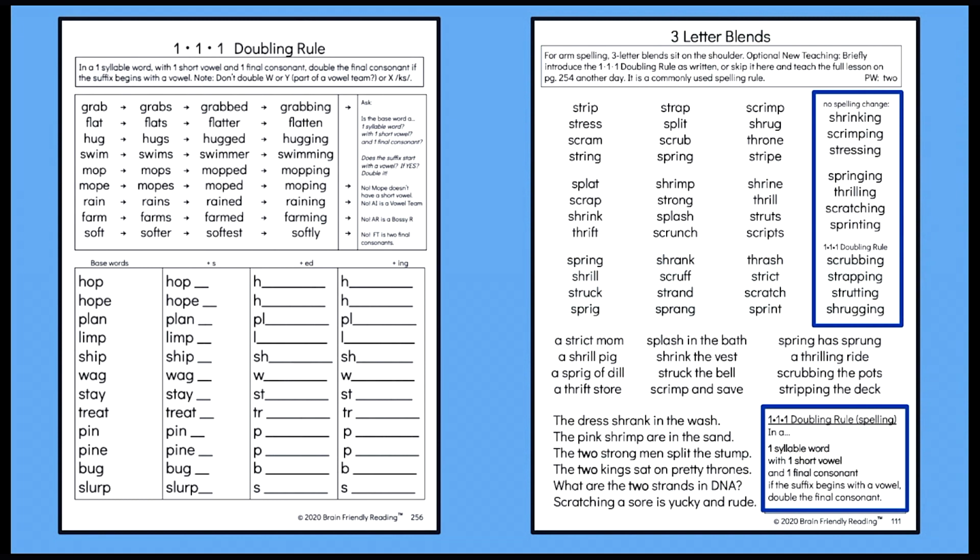By the time you teach this page, you might have students who have no problems reading words with three-letter blends. So instead, you could do a short review of three-letter blends, and then your new instruction could be teaching the 1-1-1 doubling rule with the ing suffix using words from this page. Or you can teach the three-letter blends for one lesson and then teach the 1-1-1 doubling rule as a separate lesson and use page 256 as a reference.